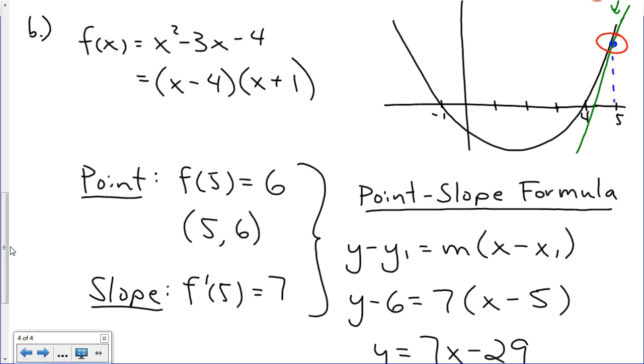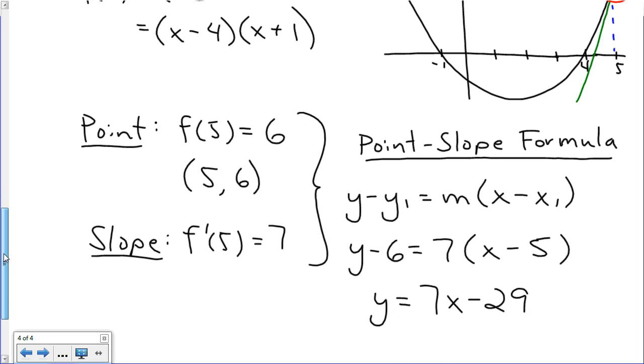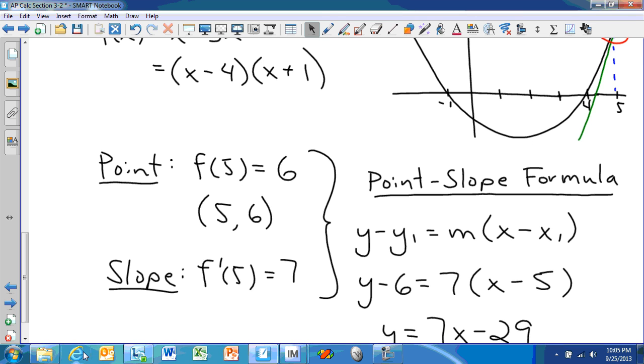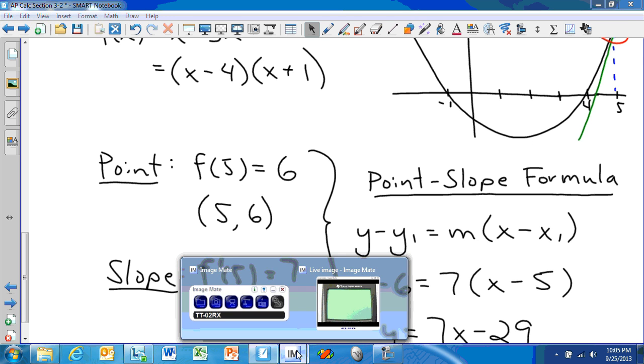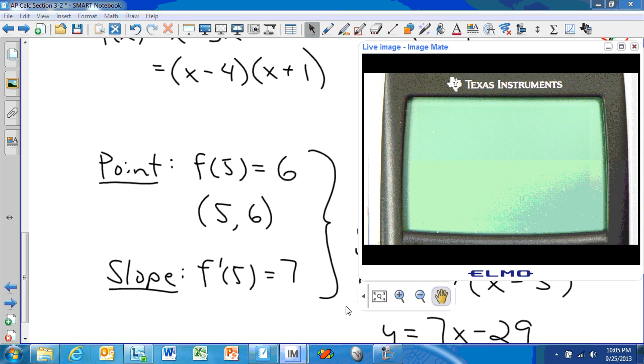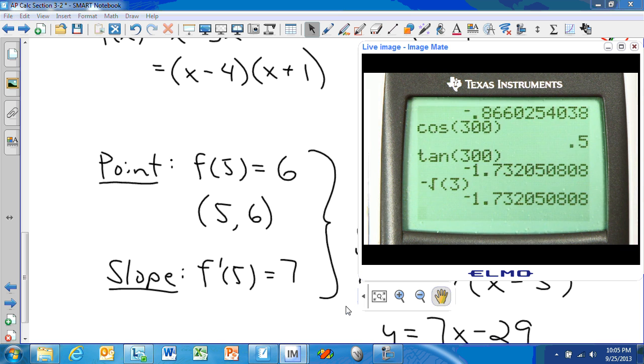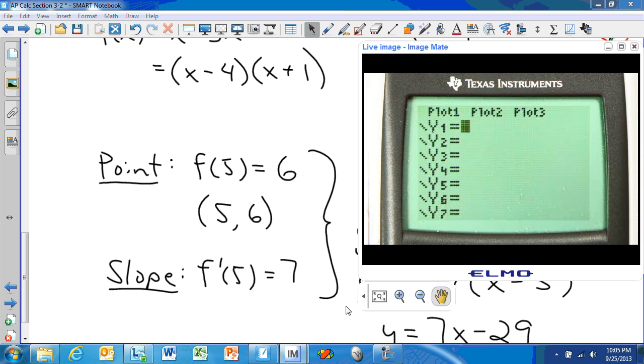Okay? And now part C then of this was to actually graph this on your calculator. So let's try that out. In y equals, let's put in the original function, which was x squared minus 3x minus 4.